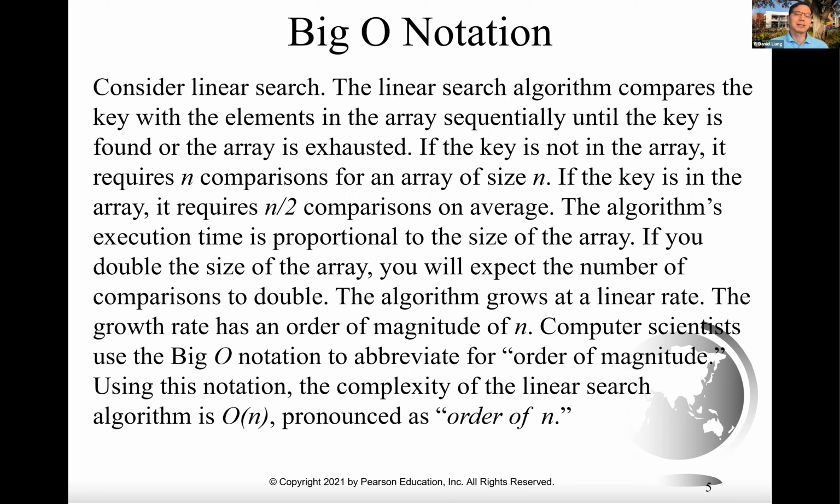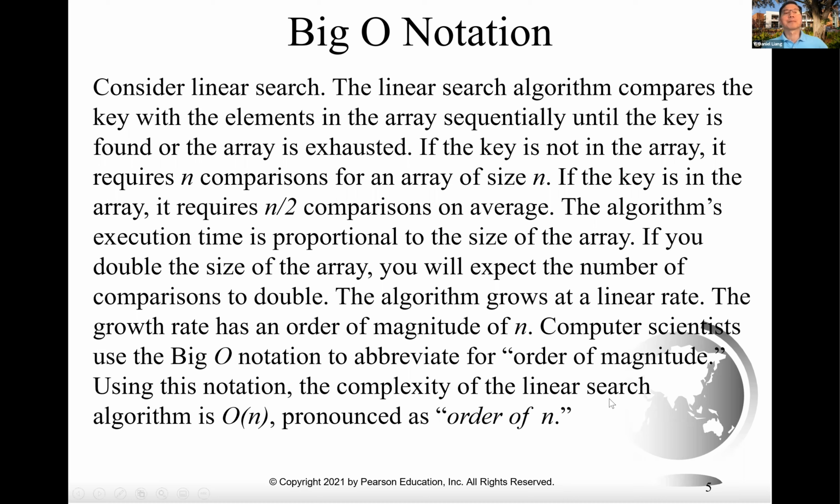Now, if the key is in the list, on average you're going to spend half of the list size time to compare. So if the size is n, it's n divided by 2. That's the average time. Now if we double the size of the list, your time is going to be doubled. So that's the growth rate, and it is a linear growth rate.